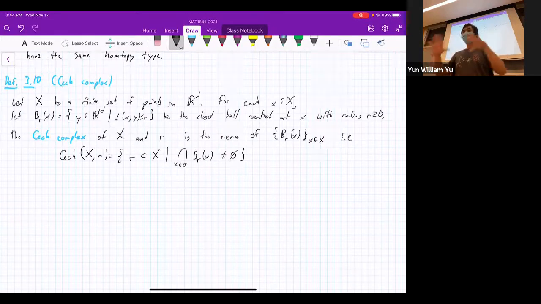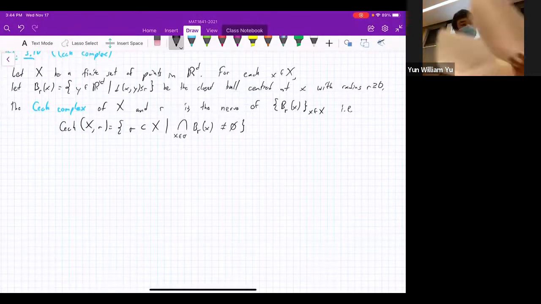And one other thing to keep in mind here is that the vertex set of the Čech complex, so all the zero dimensional simplices of the Čech complex, are of course just the original points in X. So that's by construction, since for every point in X, we're plopping down a zero vertex, and then we're constructing the higher dimensional simplices out of that.